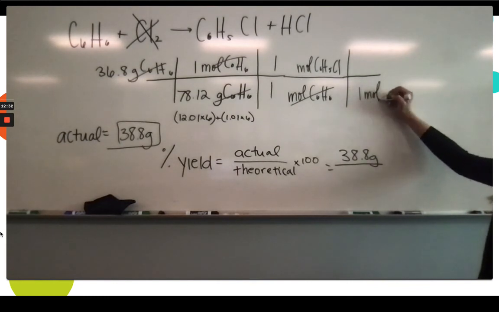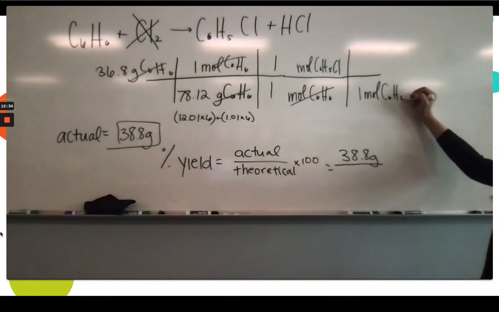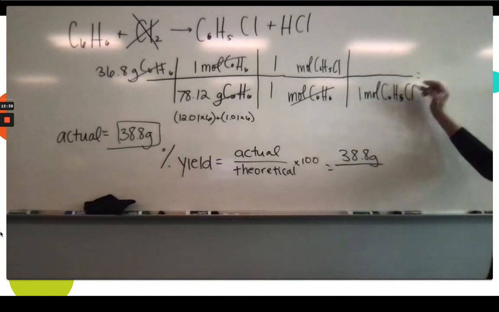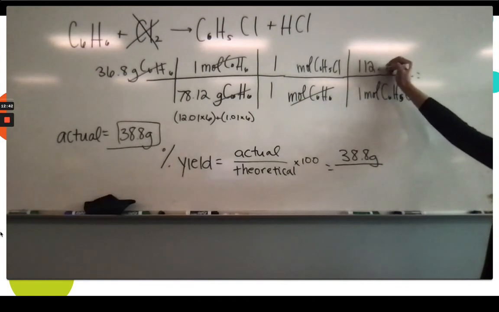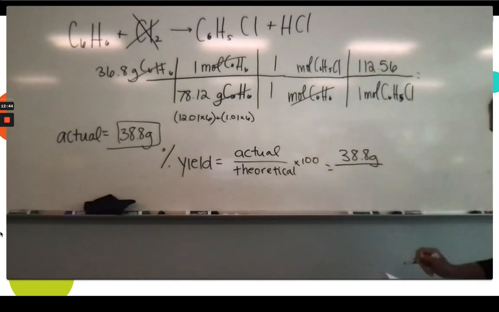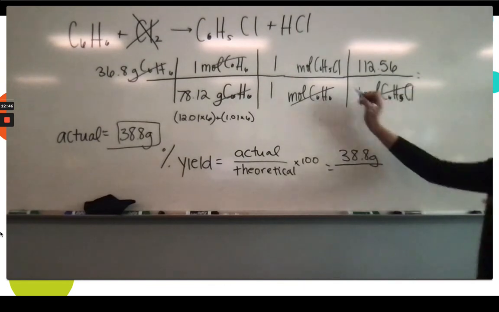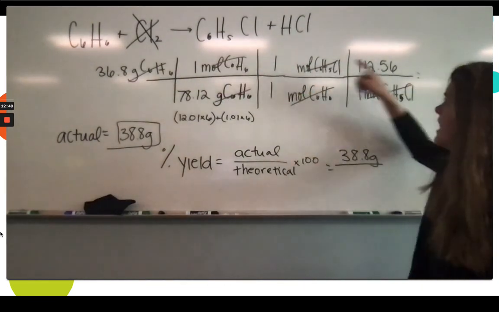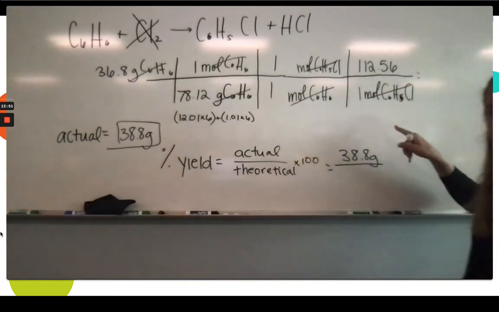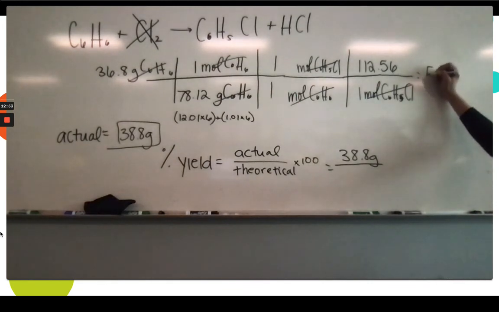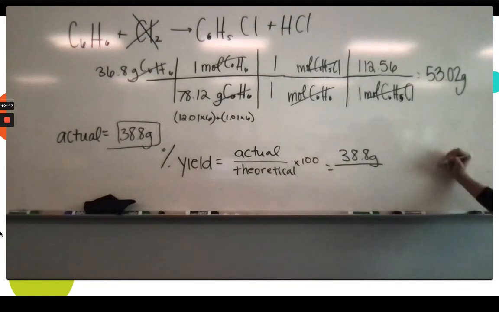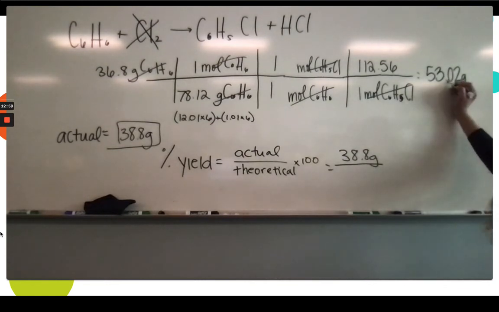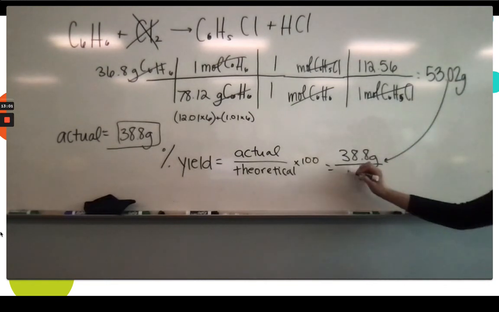And we know that 1 mole of C6H5Cl is equal to our molar mass, and our molar mass of this compound is 112.56. So when we solve this problem, we're going to multiply across the top and divide by the bottom to get an overall answer of 53.02 grams. We're going to plug that value in here for our theoretical yield.